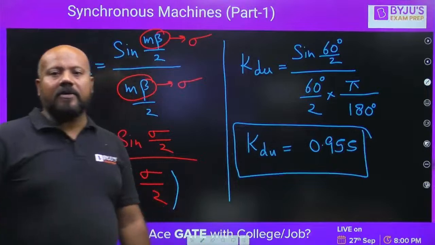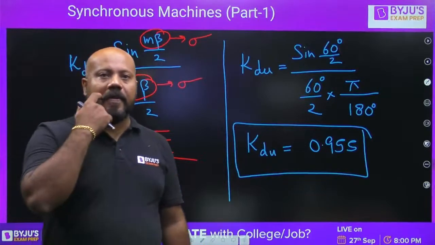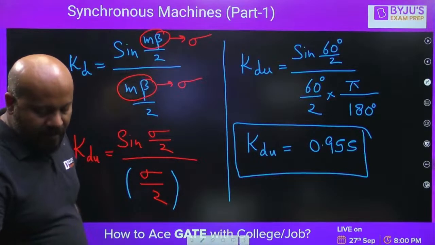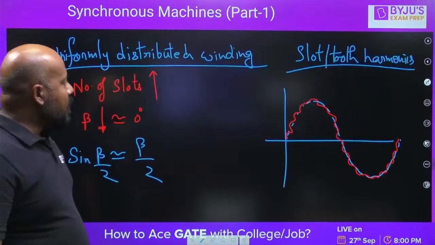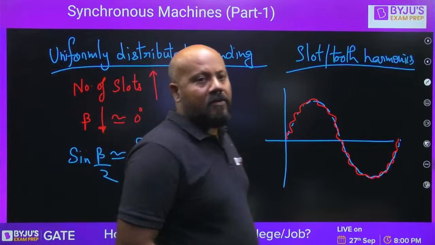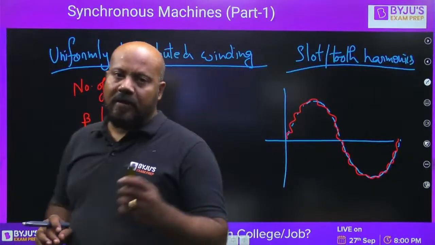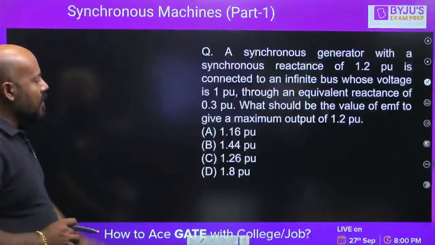Everybody just tell me in the comment section, are you able to follow this? Everyone. Yes, everyone. Is it clear? Uniformly distributed winding, why we are using it, what is the logic, what is the concept? Are you able to follow this? Now let us go to the next question.